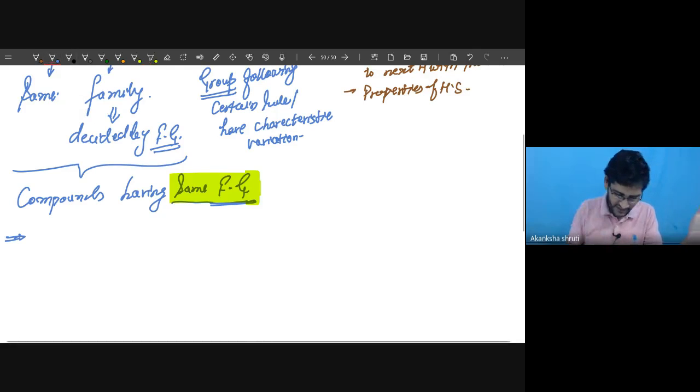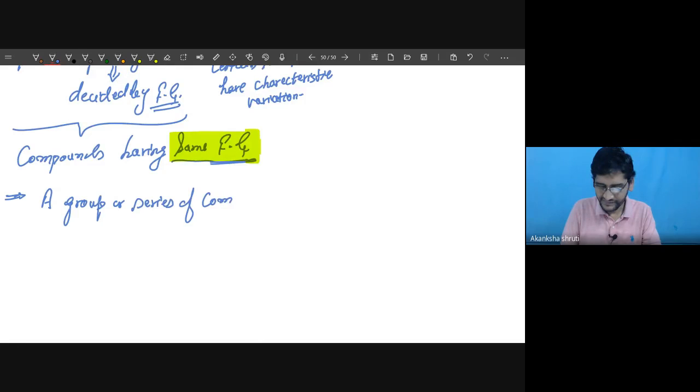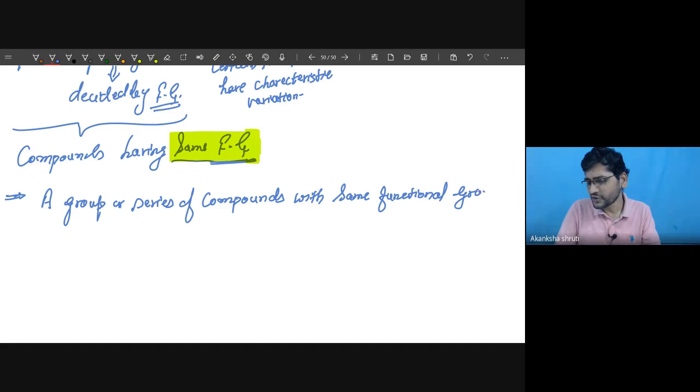So the definition is like this: a group or series of compounds with the same functional group. If the functional group is the same, then how can the compounds differ?